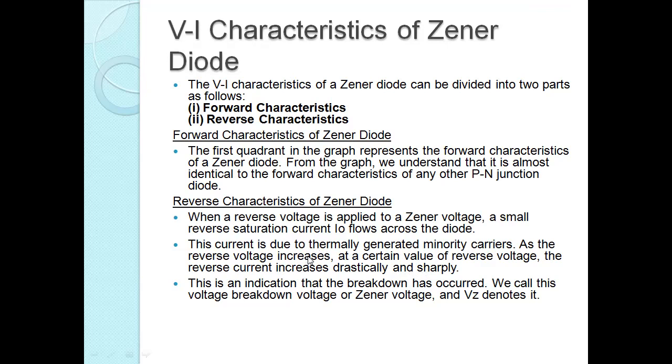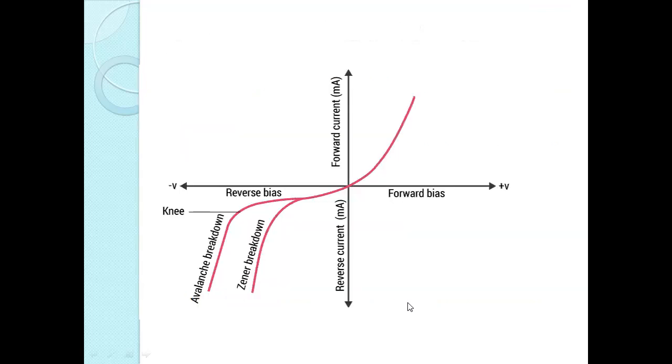As the reverse voltage increases to a certain value, the reverse current increases drastically and sharply due to breakdown, due to knocking of electrons from the material. This is an indication that breakdown has occurred. We call this region the breakdown voltage, or Zener voltage, denoted by VZ. On the screen, you can observe that there are two different breakdown mechanisms: one is Zener breakdown, another one is avalanche breakdown.